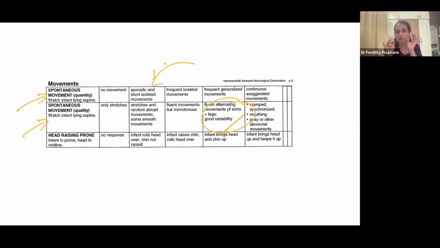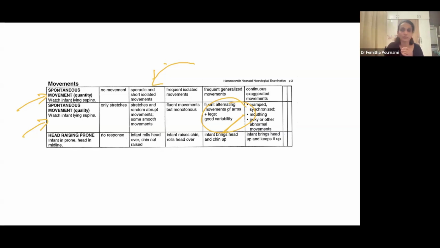It should start with some latency, and if you're doing it with stimulus, it should get habituated. But here you're looking at only spontaneous movements. In this component of HNNE, you're looking at spontaneous movements. You're not looking at stimulus-induced movements. That will come in your irritability and in your consolability.